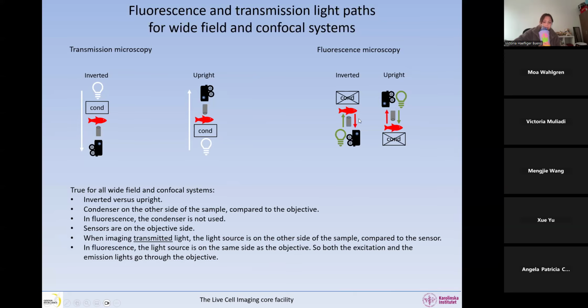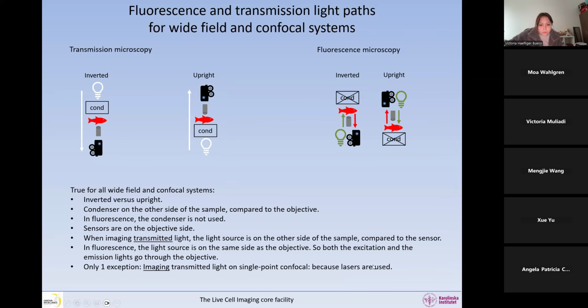So this is quite different. That's why we don't use the other side of the microscope. So we have the light source and the sensor on the same side. Both the excitation and the emission go through the objective. So there's only one exception, and it's always the same exception. It's for you guys who image with a single point confocal and image transmitted light. It doesn't work this way.